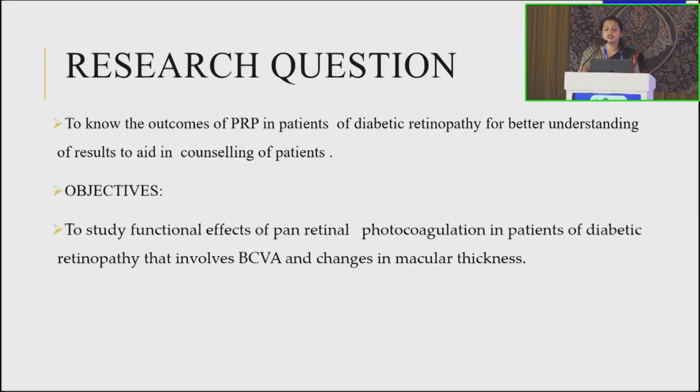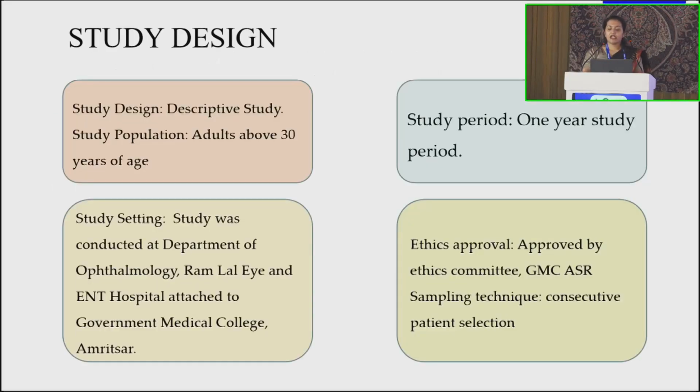So the research question arose: what would be the outcomes of diabetic retinopathy? That is what we did, to help in patient counseling. So the objective of the study was to study these functional effects. Ours was a descriptive study done on adults above 30 years of age over 1 year after ethics approval from GMC Amritsar, done in the Department of Ophthalmology at RIO Amritsar.